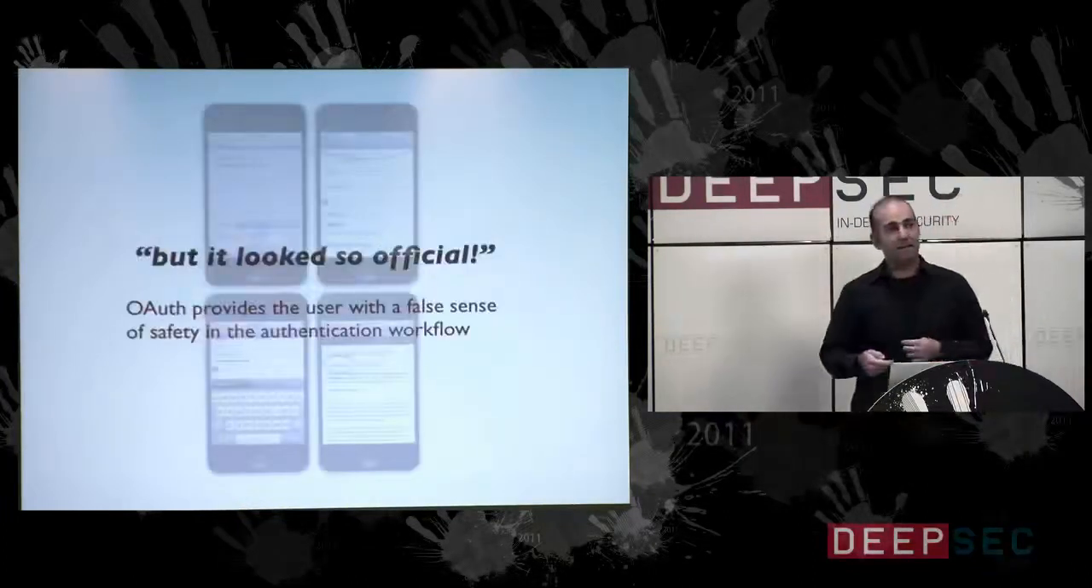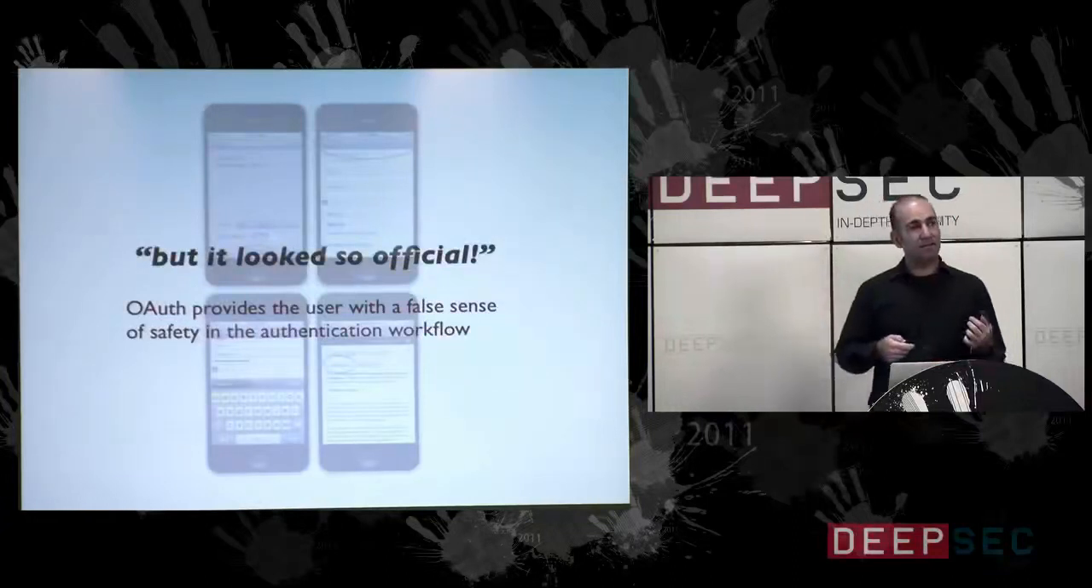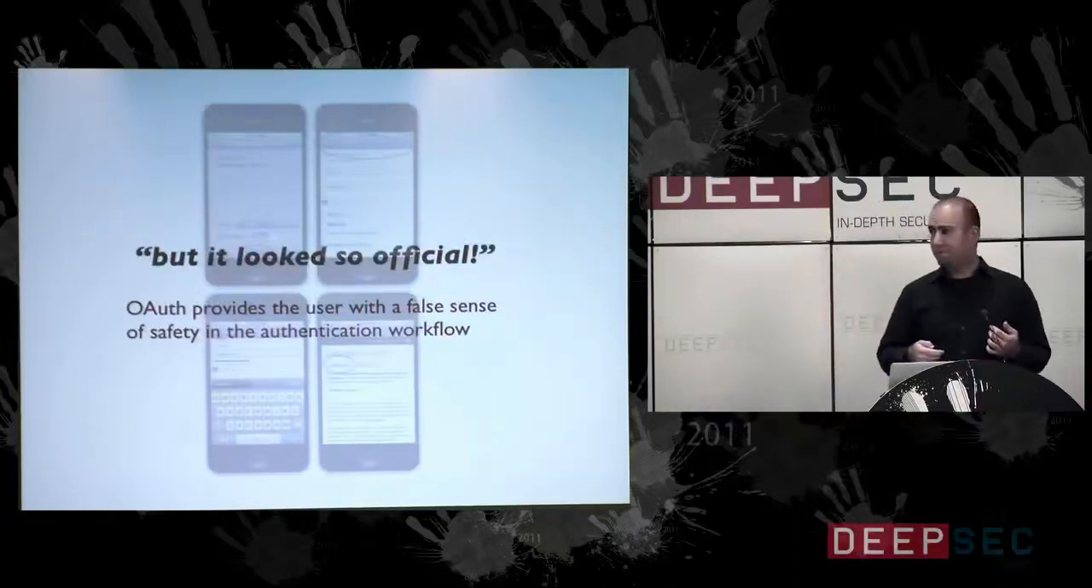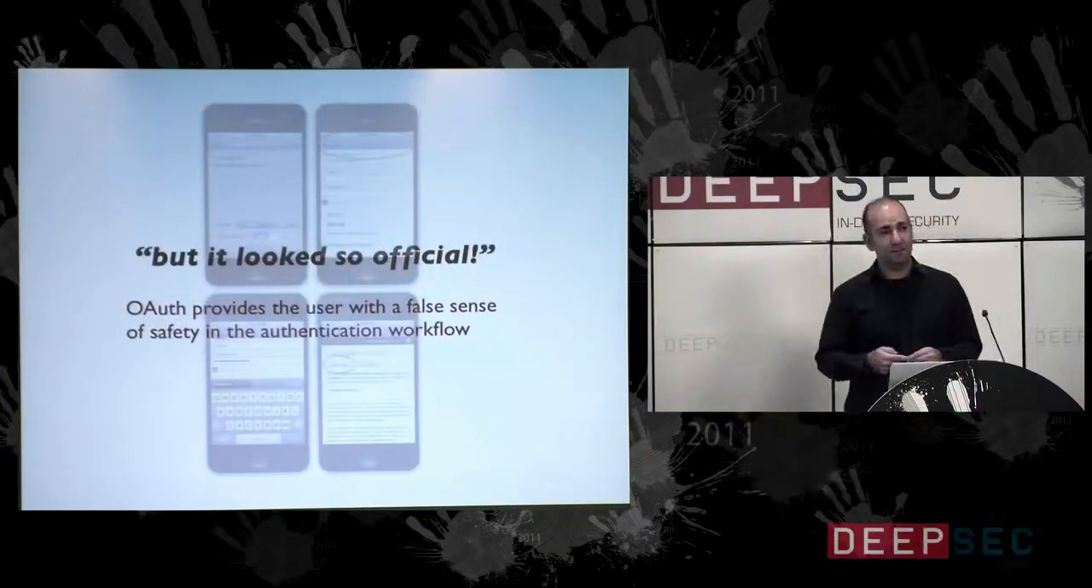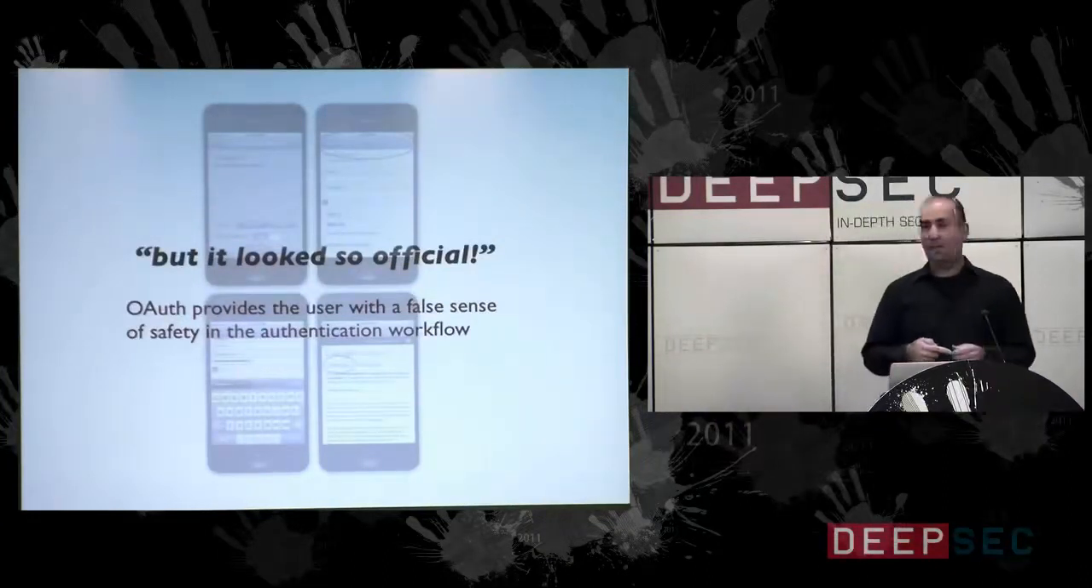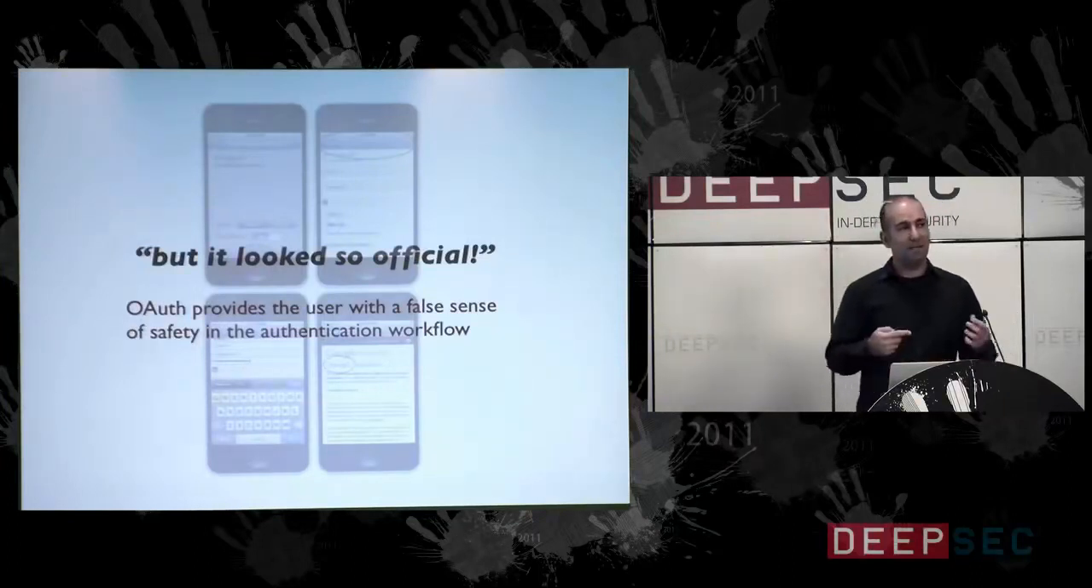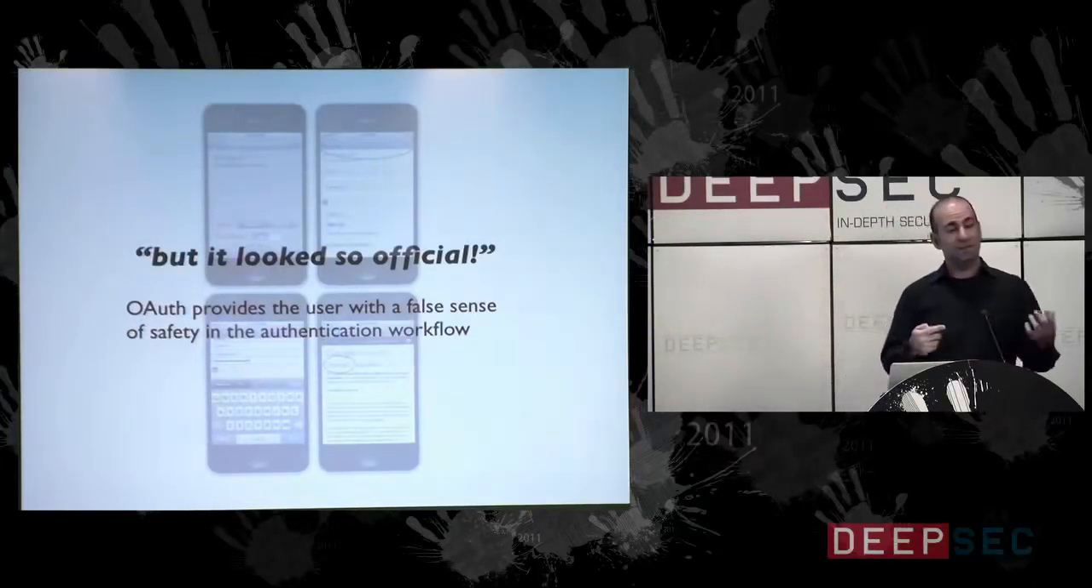So the problem is that OAuth provides a false sense of security here around the entire authentication and authorization workflow, because the user is under the impression that everything is legit and everything is official, because everything is happening from a user's point of view within the context of the Google application.